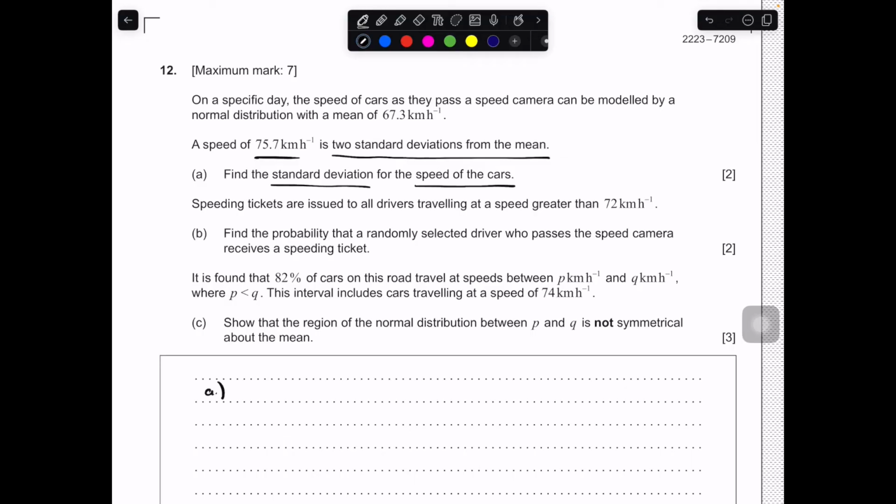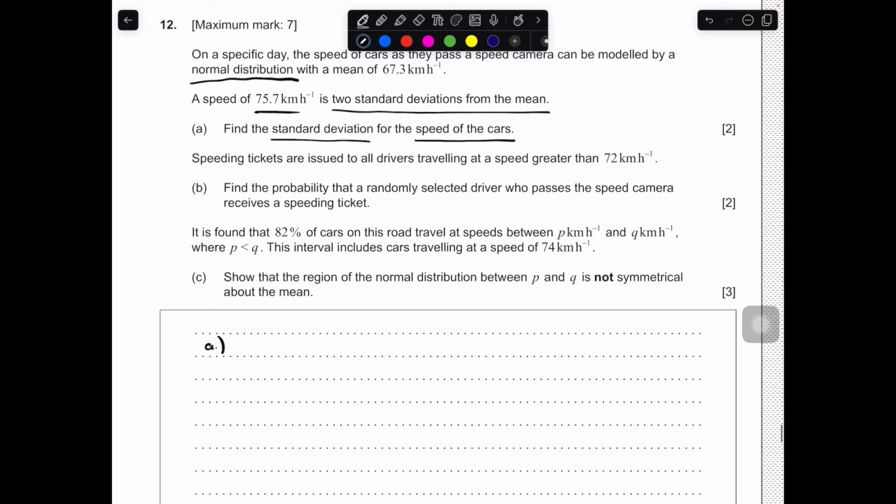What do we have? It can be modeled by a normal distribution. So they're already telling us we're dealing in the realm of normal distribution, or inverse normal, so not binomial or anything like that. Normal distributions have these kind of bell curves, something like this, and they're centered about the mean. In this case, the mean is 67.3.